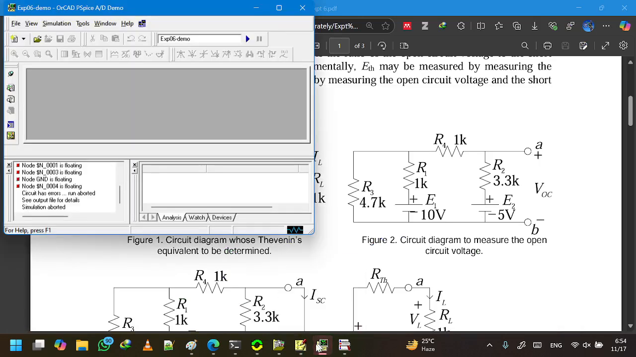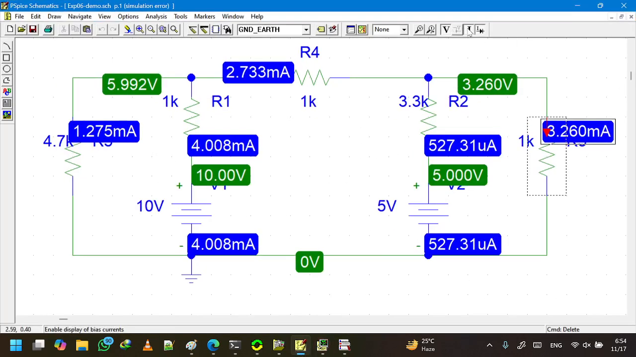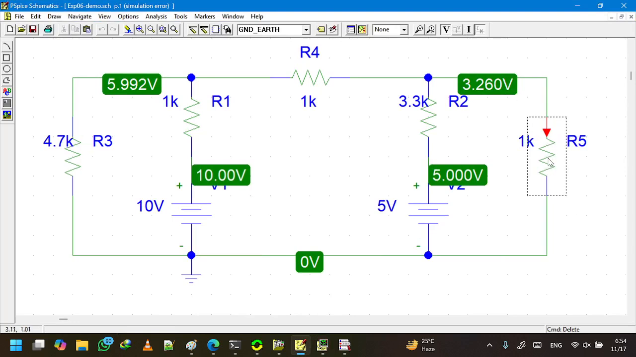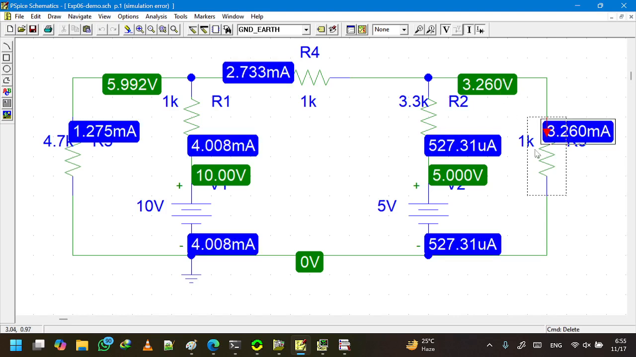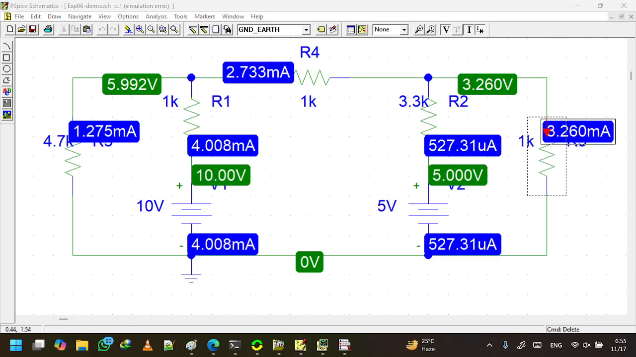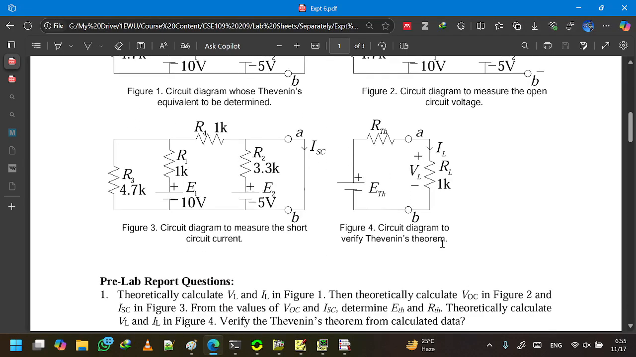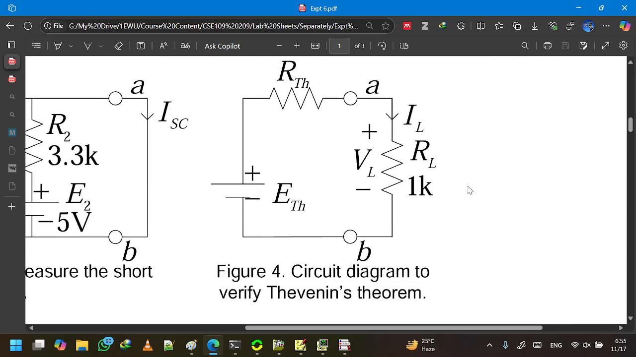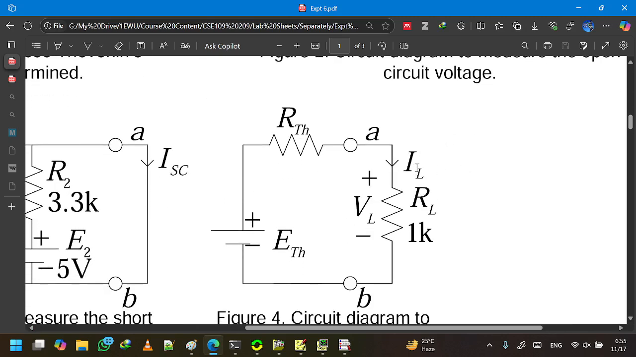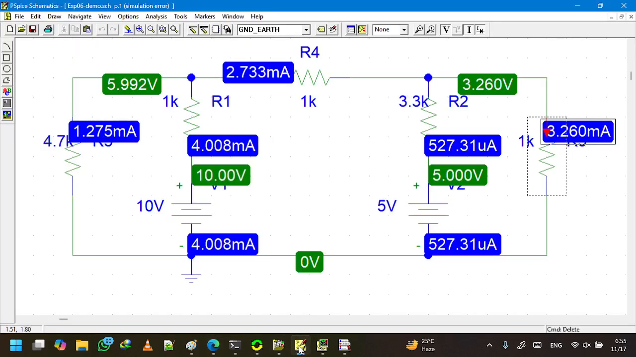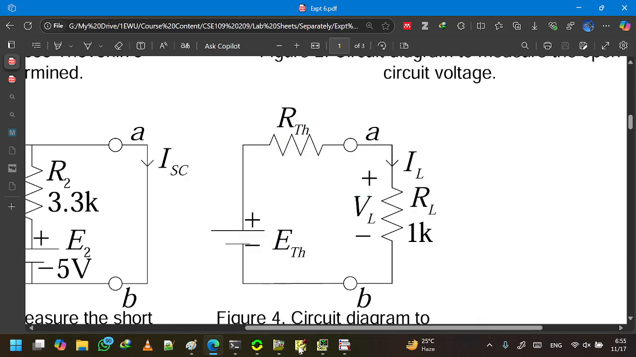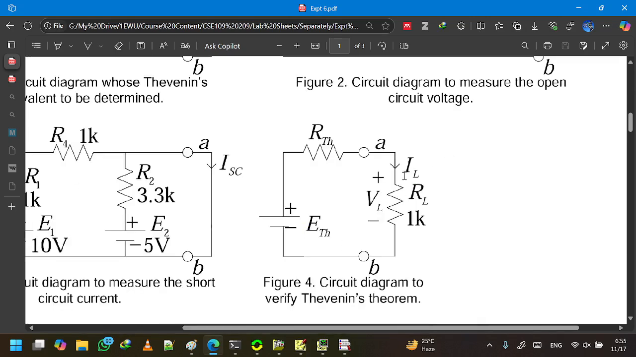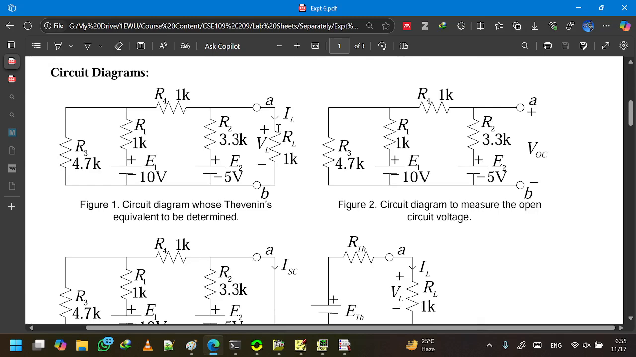This VL can be measured from the simulation as well. It is the voltage across this one, which is 3.260 minus 0, which is 3.260 volt. So VL and IL can be seen on the screen right now. This means that if we create a simple version of the circuit, which is this figure 4, it will have the same value of the current. So VL and IL will be 3.260 volt and 3.260 milliampere, the same in figure 4 and figure 1.